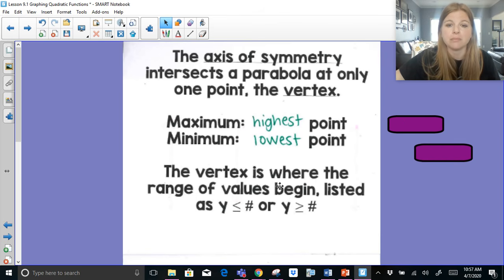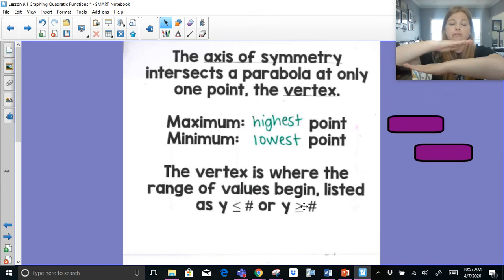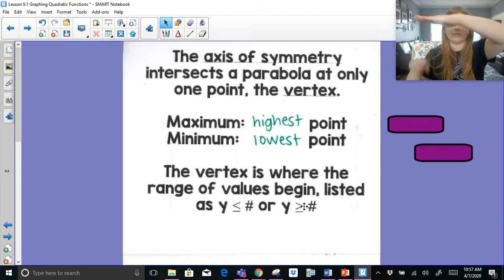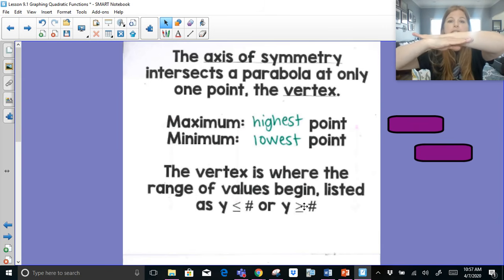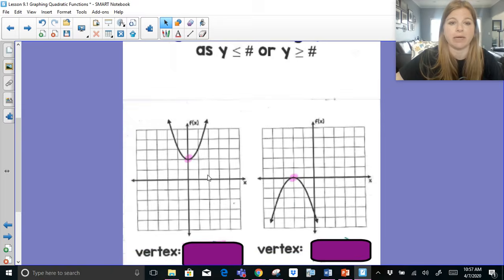that would be the minimum point, the lowest point. The vertex is where the range of values begin, listed as y is less than or equal to that number, or y is greater than or equal to that number. So if I have an upwards facing graph, the entire range of that graph is whatever that vertex is up. If I have a downwards facing graph, then the range is this value and lower. So we're going to be taking a look at that right now.